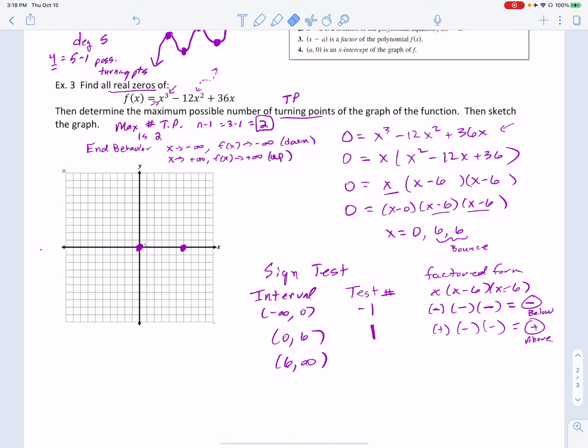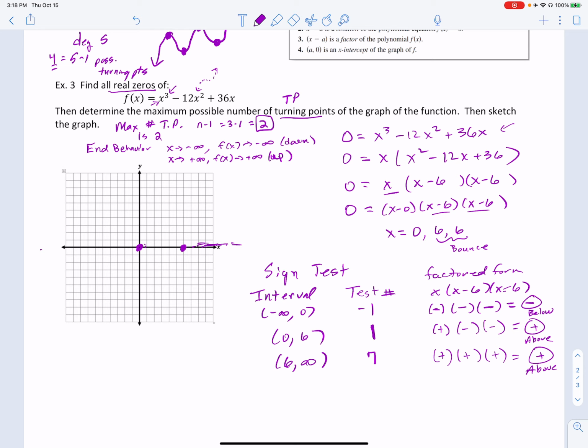Lastly, then, I'm going to take this interval to the right of 6 and pick a test number. And I like smaller numbers if I can use it, so I'm going to use 7. And think about plugging into the factored form. Well, the first term is positive because 7 is positive. If I put 7 into the next one, 7 minus 6 produces a positive 1. If I put it into the third one, 7 minus 6 is a positive 1, so it's positive. And a positive times a positive is a positive. So again, the function is going to be above the axis there.